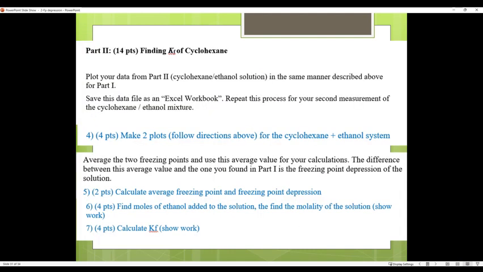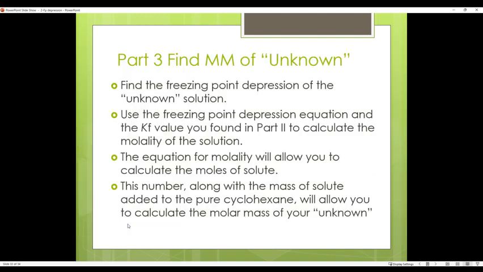All right, here we go. This is what it says in the lab. Make 2 plots, find the average, calculate the freezing point depression, then also find the moles of the ethanol, find the molality, and now with all of that, you can solve for KF and clearly show your work.